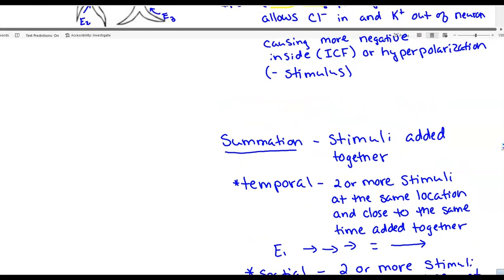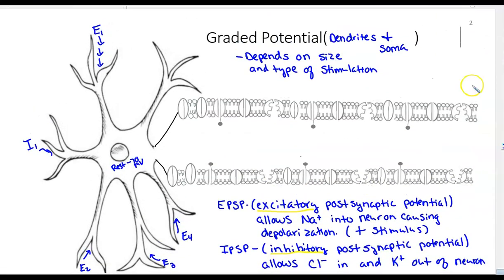And so with a graded potential, if the summation is big enough to overcome our negativity in here, we might start to see an action potential. So graded potentials sometimes will happen and sometimes won't, because it depends on the stimulation that comes in. So that's pretty much an overview of graded potential.